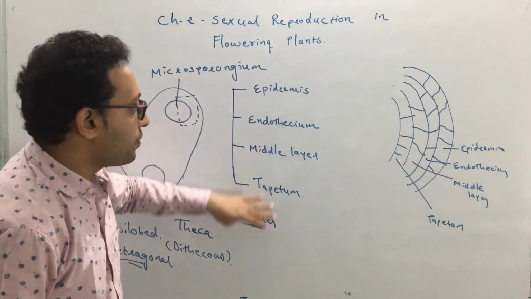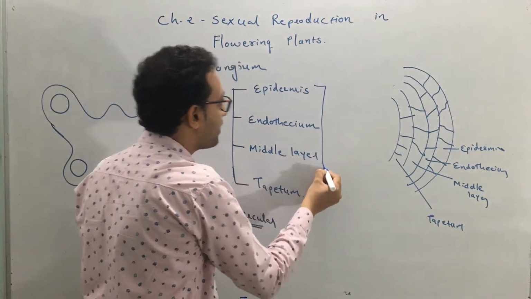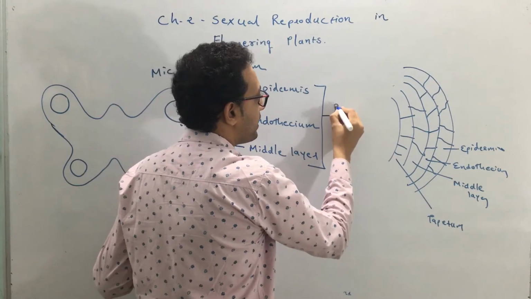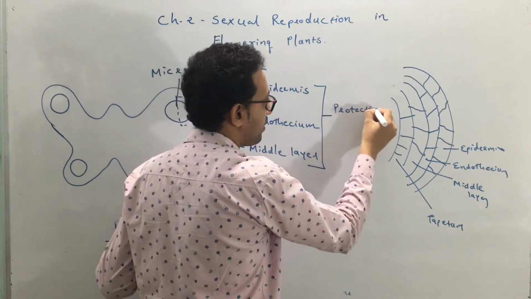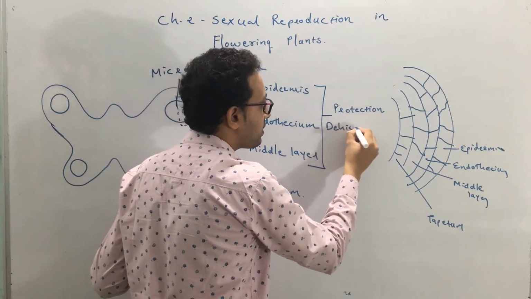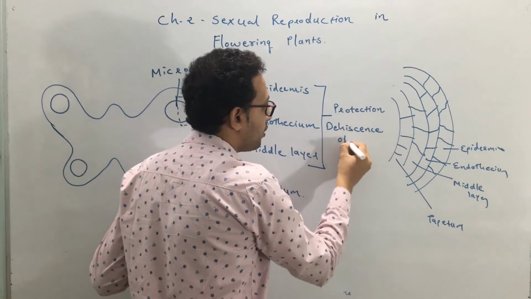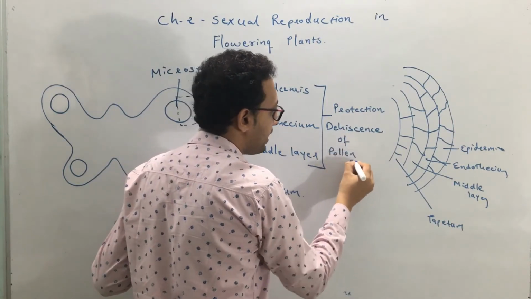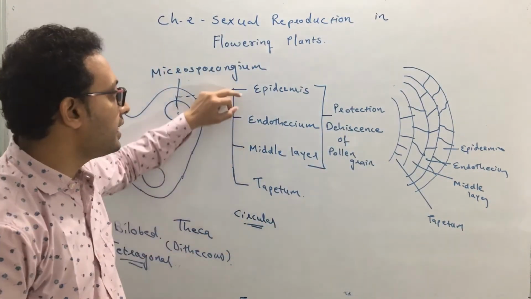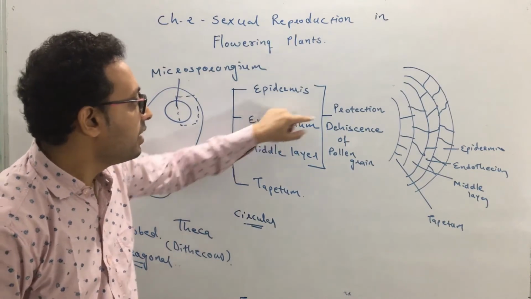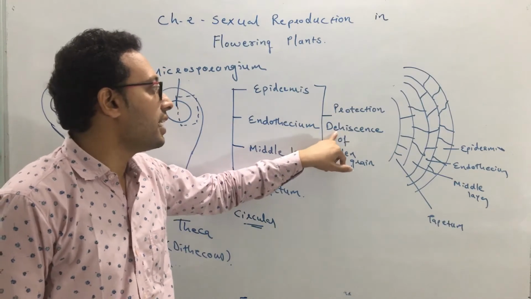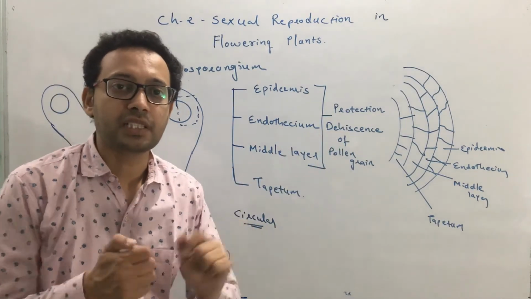Now from these four layers, the first three layers, epidermis, endothecium and middle layer, have two functions. First, their function is protection, and second, they help in dehiscence of pollen grain. In simple terms, they help in the release of pollen grain. So what is the function of the first three layers? They protect the developing pollen grain, and they are helpful in the dehiscence of pollen grain, meaning its release.